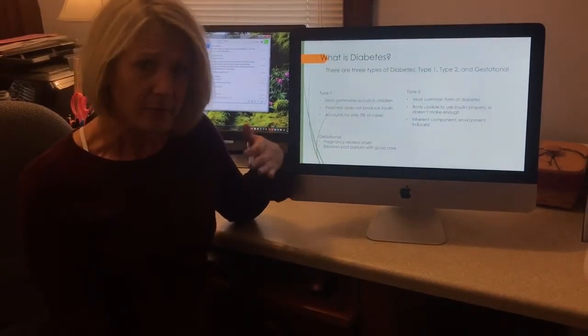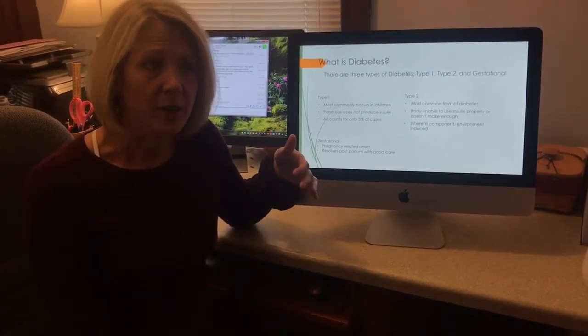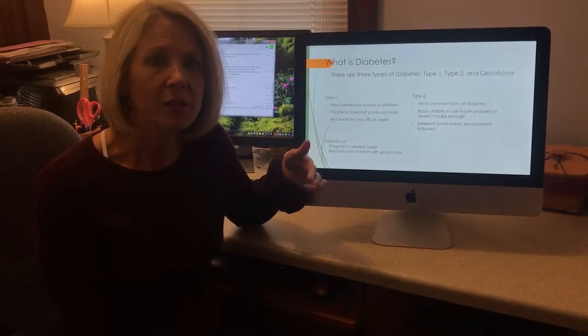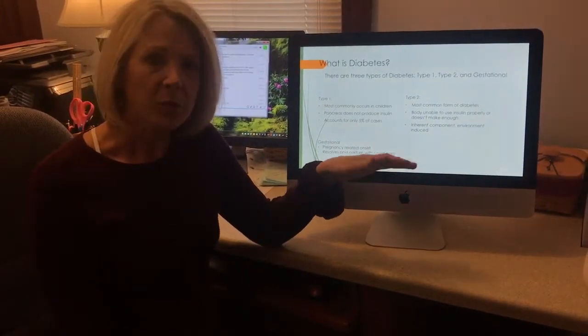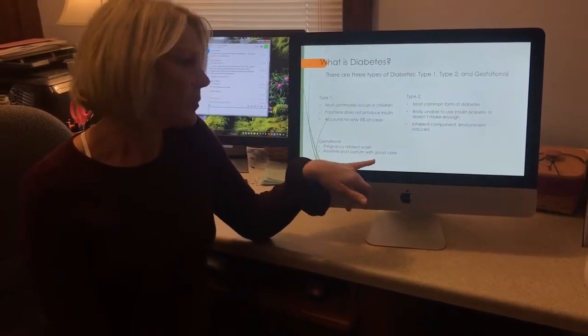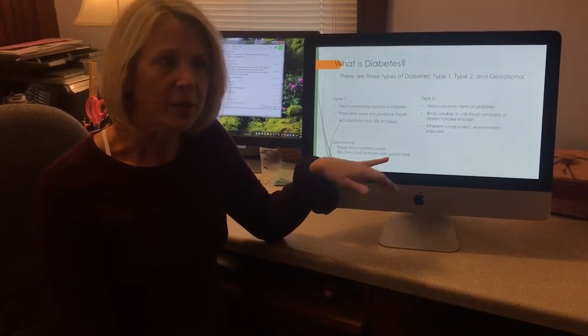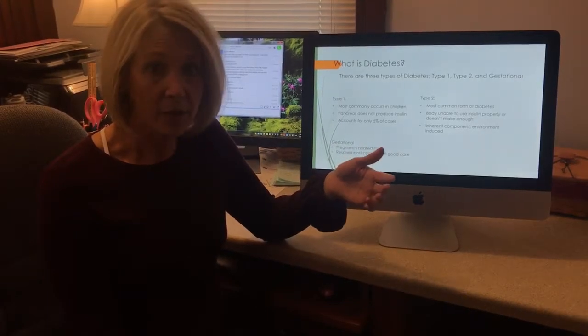Gestational diabetes is the onset that takes place during pregnancy. Most of the time it resolves. Again, we can make a bit of a difference here, as sometimes it won't resolve due to our habits.